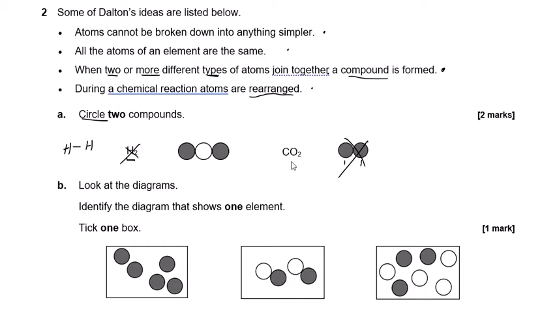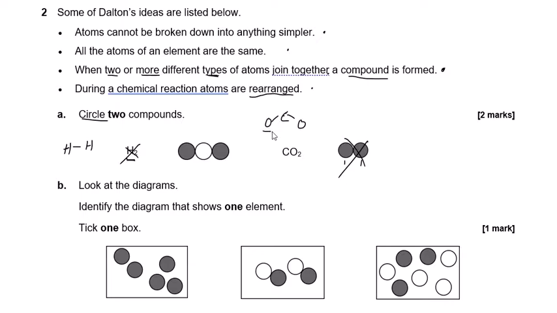Let's have a look at this one, CO2. Well, if we draw this out, we've got a carbon, we've got a C, and we've got an O, and we've got an O, and they're joined together, something like that.